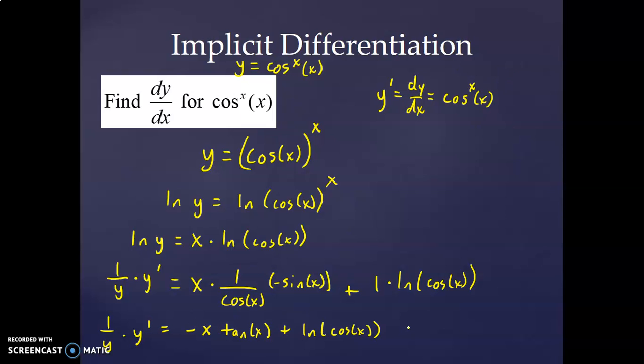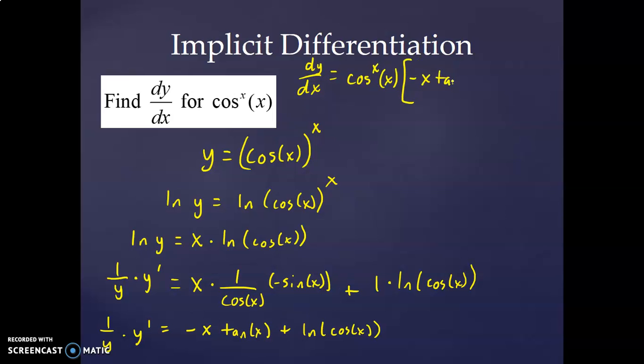Now I'm running out of room, so I'm going to rewrite the whole thing. Let's try that again. So my final answer would be dy dx equals my y, once I multiply it over, so cosine of x to the power of x times negative x tangent of x plus ln of cosine of x.